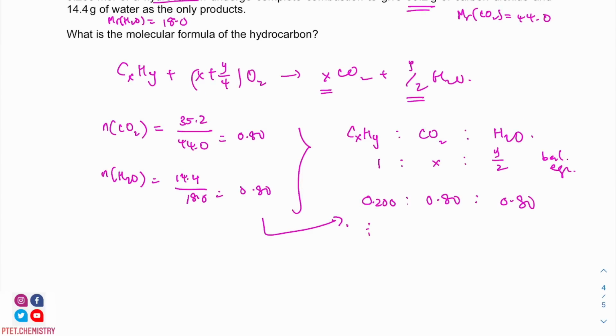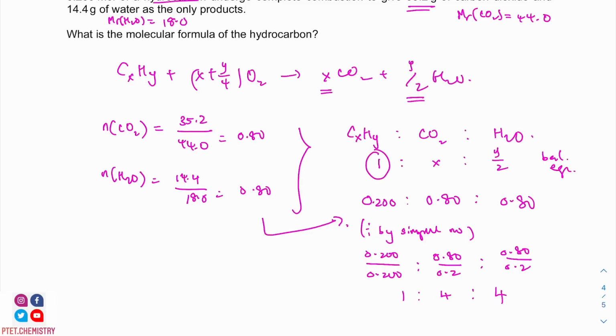Simplest ratio, so divide by the simplest number. That means 0.200 divided by 0.200, 0.80 divided by 0.2, 0.80 divided by 0.2. I just decide not to write the 0.200 anymore, yeah. So 1 is to 4 is to 4. So I hope you can see now there is 1 and 1, therefore I can compare, because now I made this into 1 and no longer 0.200, just like in the previous example.